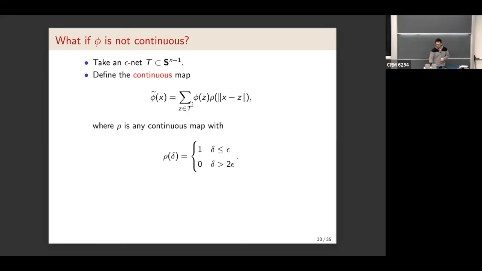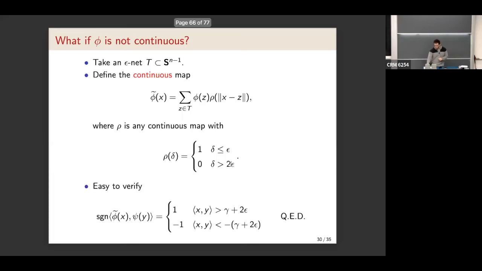So for every z in T, I take phi of z and multiply it by some function of the distance. Now, to make this continuous and local, what I need is that this rho is continuous, then this will be continuous. And what I have here is that if you are closer than epsilon, it's 1. If you are larger than 2 epsilon, it's 0, so they don't appear in the sum. So everything is local in this 2 epsilon neighborhood. So it's a continuous map, and it's easy to verify that it doesn't mess up our condition by much. If the original one was working with gamma, this will work with gamma plus 2 epsilon. So that's the whole proof of this thing with Borsuk-Ulam.